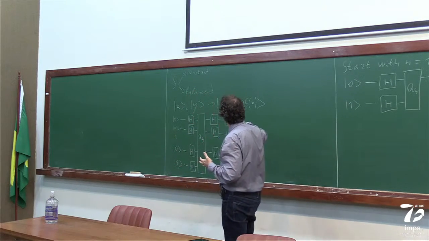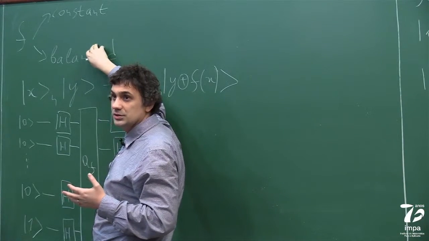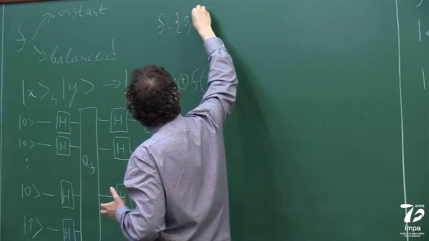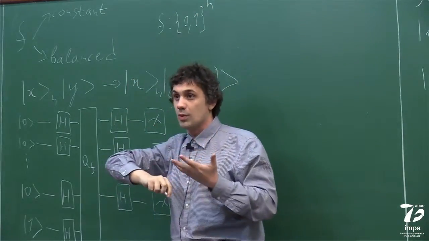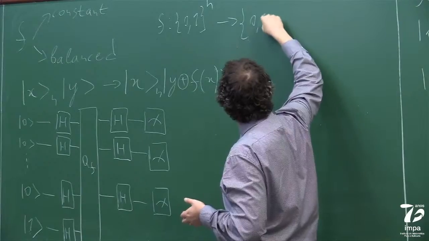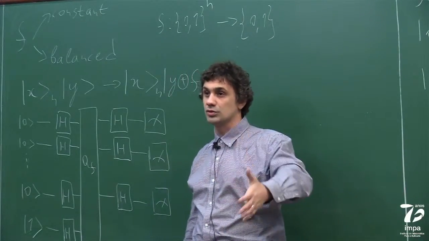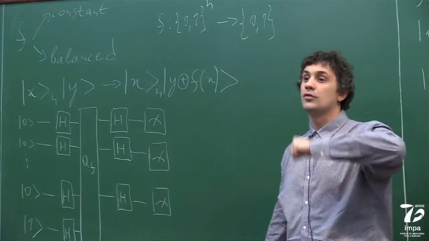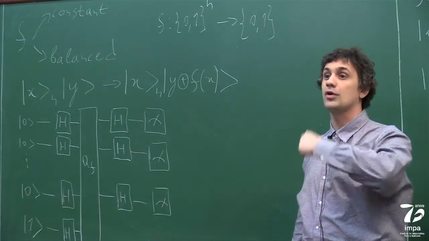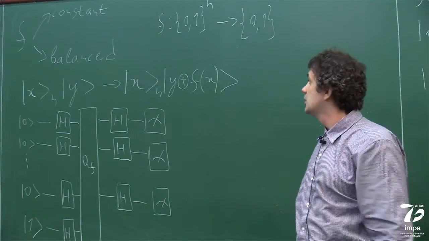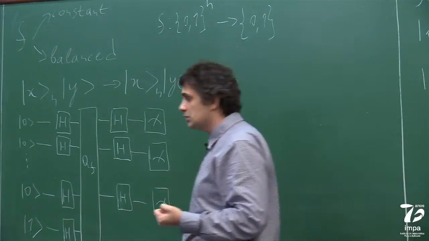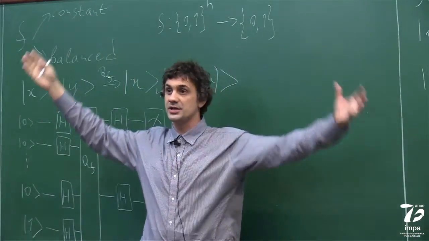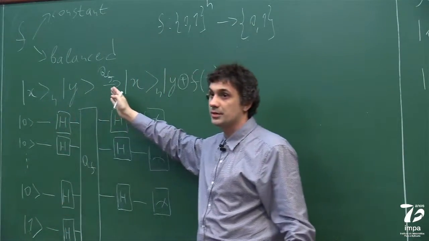Up to now, we know that f is either constant or balanced. So f is a function from n digits, 0 or 1, to 0 or 1. Either it is constant, so on all sequences it has the same value, or it is balanced, so for half of them it gives us 0, and for half of them it gives us 1. And as a quantum implementation, we have a gate, an operator, which works like this on the basis vectors.